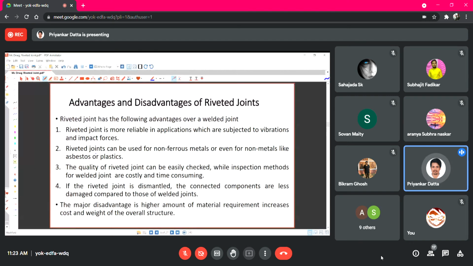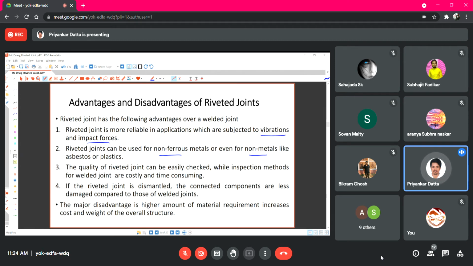These are some common advantages. Against vibration and impact forces, as I was saying during your threaded joint class, due to vibration there is a tendency of loosening of threaded joints, but for riveted joints there is no chance of loosening of the joint under vibration or impact loads. So this is one advantage. And you can easily create non-ferrous metal rivets, and also in many cases from non-metals like plastic or asbestos. So this is one big advantage. In case of plastic components, it can easily be joined using rivets as well.